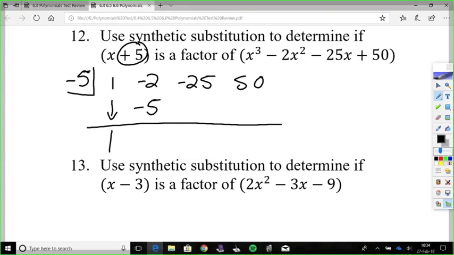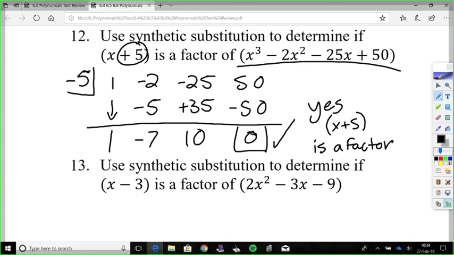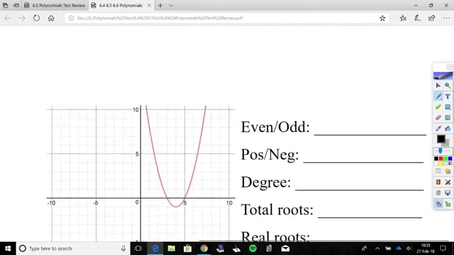So negative 2 minus 5 will be negative 7. Negative 7 times negative 5 will be a positive 35, which with negative 25 makes a positive 10. And then 10 times negative 5 will be negative 50. And when you add them together, 50 minus 50 is going to be 0. So my remainder is 0, which means yes, x plus 5 is a factor of that polynomial there. So you're going to do the same thing with number 13. Just look to see if the remainder is 0.